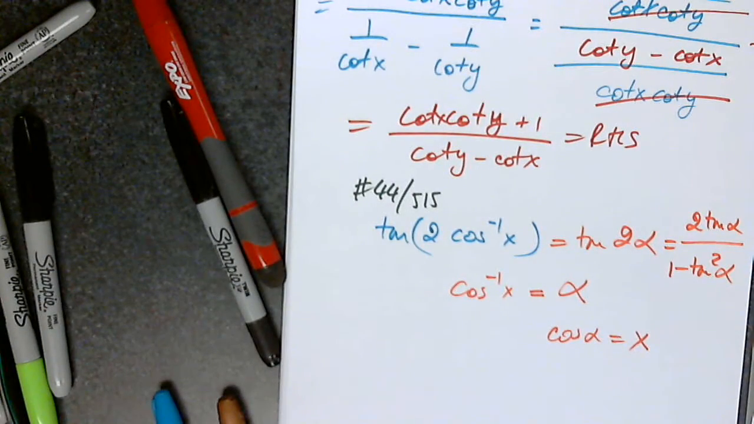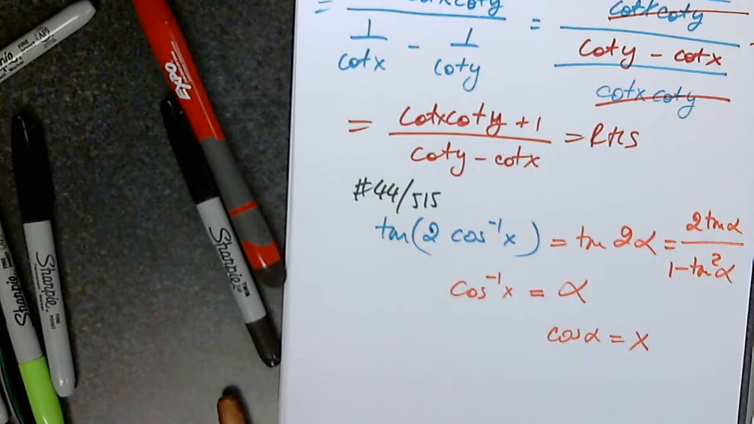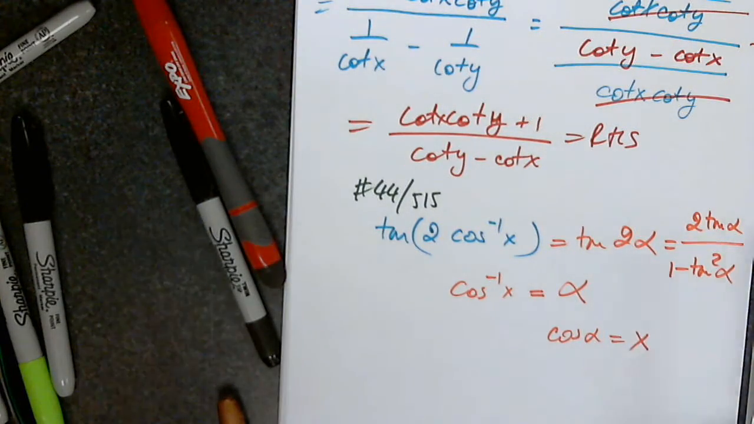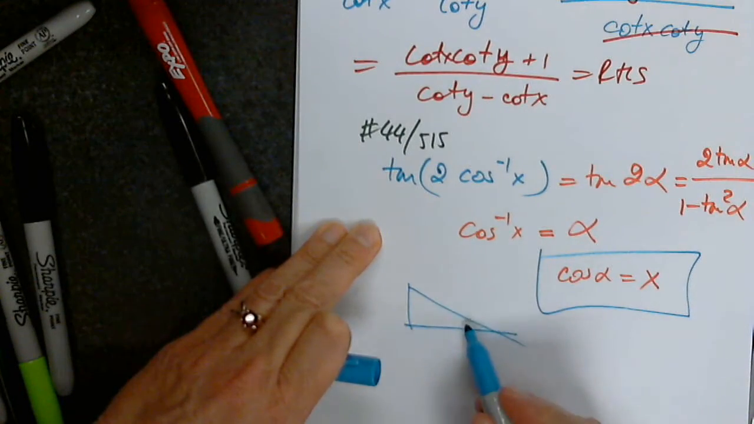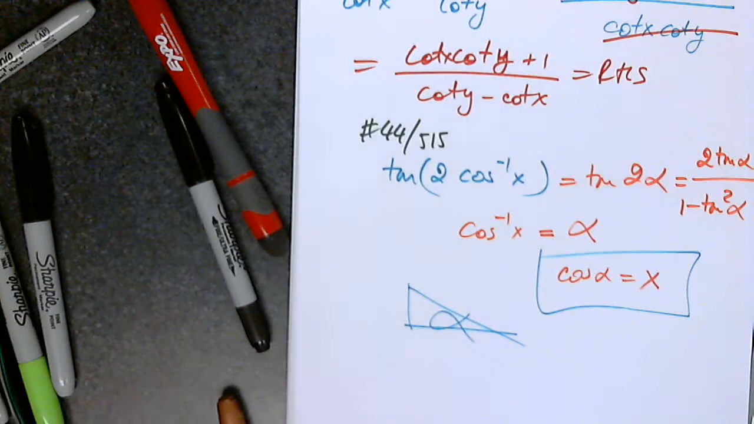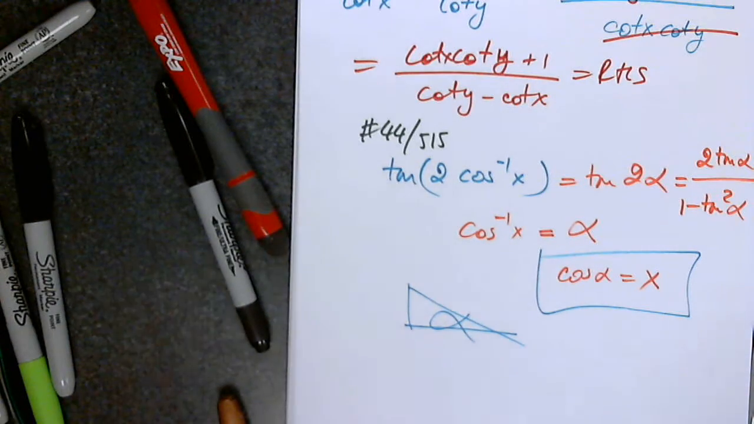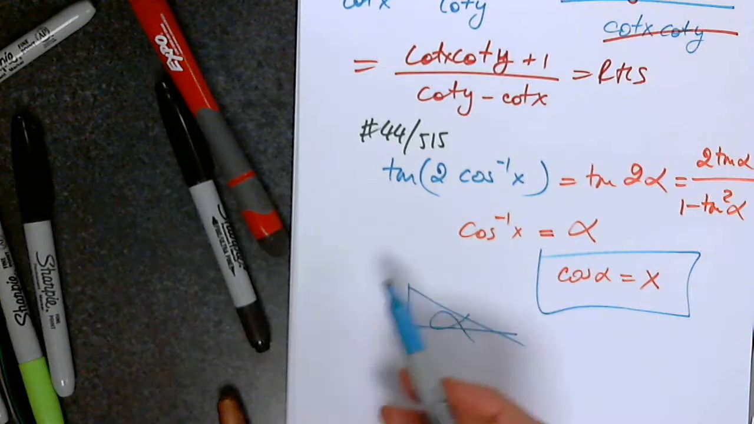Once I establish that, the rest should not be very complicated. So what do I need in order to determine this? I need to determine tangent alpha. So I form a right triangle with an acute angle alpha, whose cosine is x over 1. So which one is x?